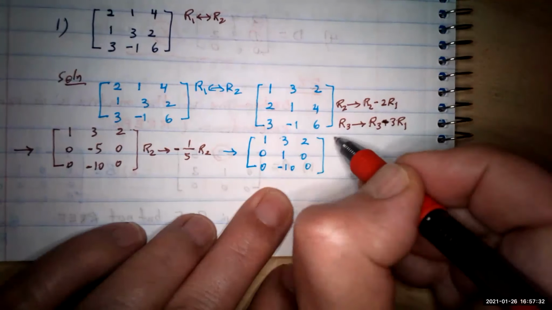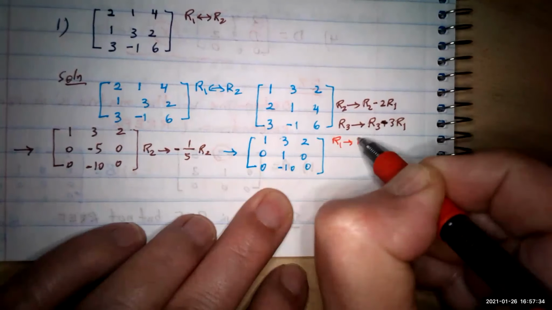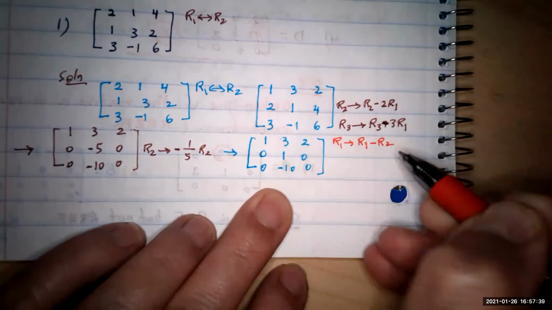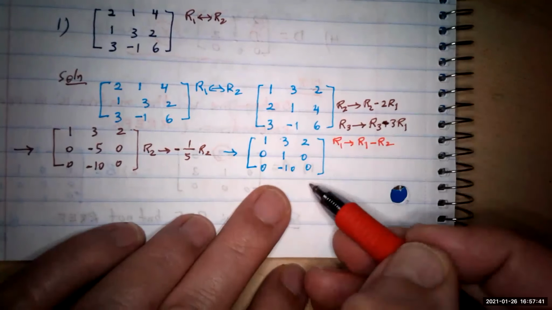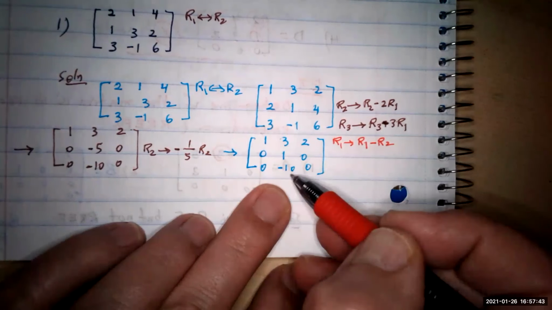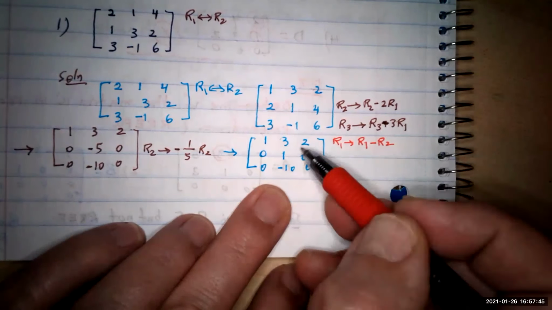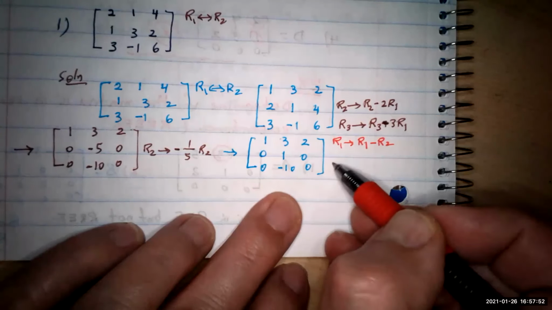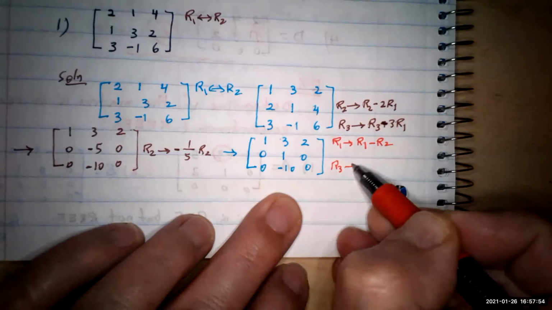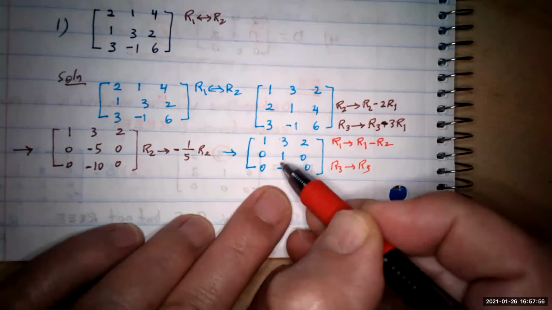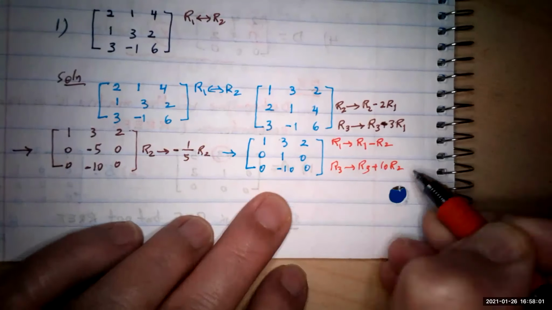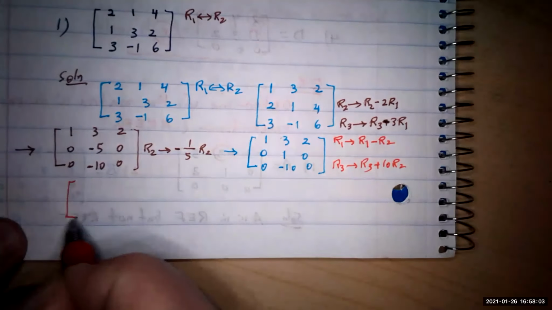Okay, so what I do, this is R1. I'm going to add, this is R1 minus R2. So that gives you 0 here. And you want to make this one into the 0, so that's going to be R3. So we get the R3, what's that? So plus 10 R2, and you'll be almost done.